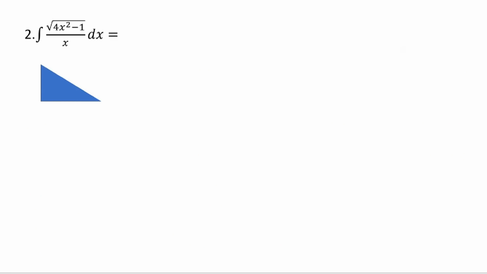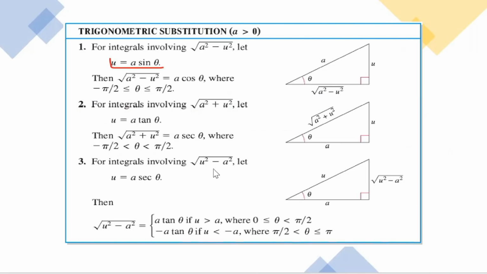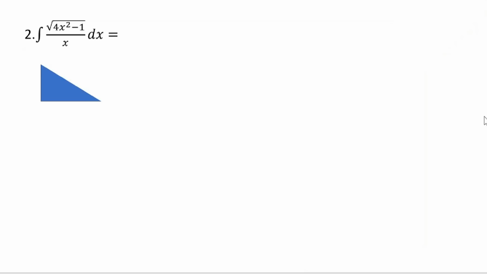In number 2, we have the integral of the square root of 4x squared minus 1 over x dx. So in the given, it started with 4x squared, that is now equivalent to u squared minus a squared. So we are using this formula of u squared minus a squared. We are going to let u equal a secant alpha. So I will write here u is equal to a secant of alpha.